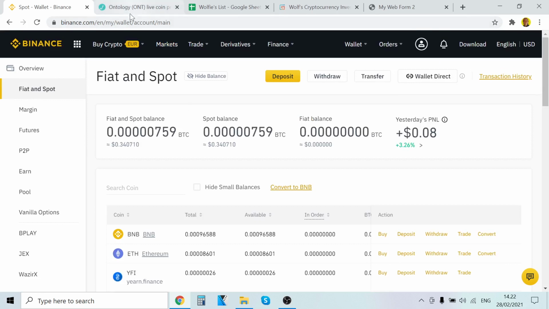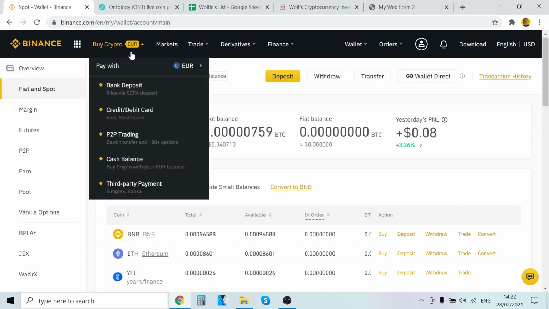Now to actually buy Ontology, all you have to do is go to Buy Crypto. Then you have 5 options like I showed you. You have bank deposit, credit or debit card, P2P trading, cash balance, and third-party payment by Simplex and banks. Out of these 5, most of the time I use bank deposit or credit or debit card because it's so easy. So let me click here.